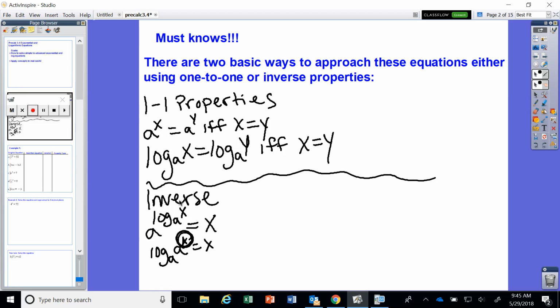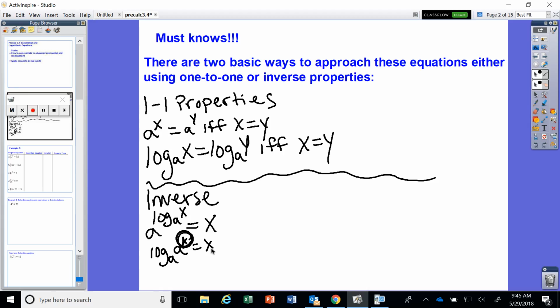And then for your inverse, remember, these are the two different ways to raise the exponents to the logs. So a to the log base a of x is equal to x, just like log base a of a to the x equals x as well. So what does this mean? How do we use these actual properties?